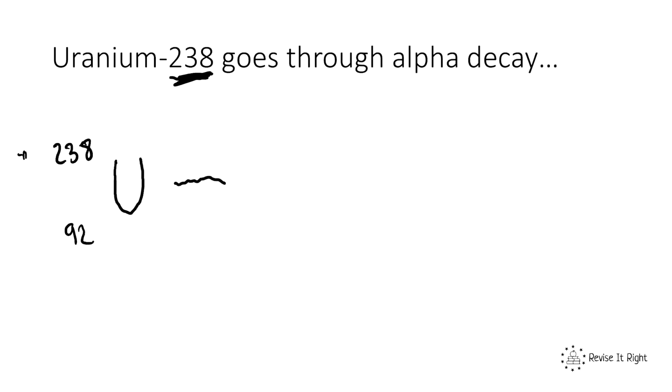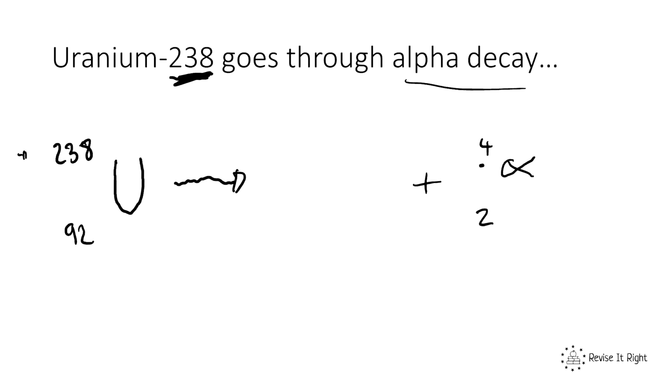Now uranium is going through radioactive decay, it's actually going through alpha decay. What that means is it's going to spit out an alpha particle. And we know that an alpha particle, as we're going to write here, has a mass number of 4 and an atomic number of 2, as it contains 2 protons and 2 neutrons. So uranium going through alpha decay is going to spit out an alpha particle here, which has a mass number of 4 and atomic number of 2.